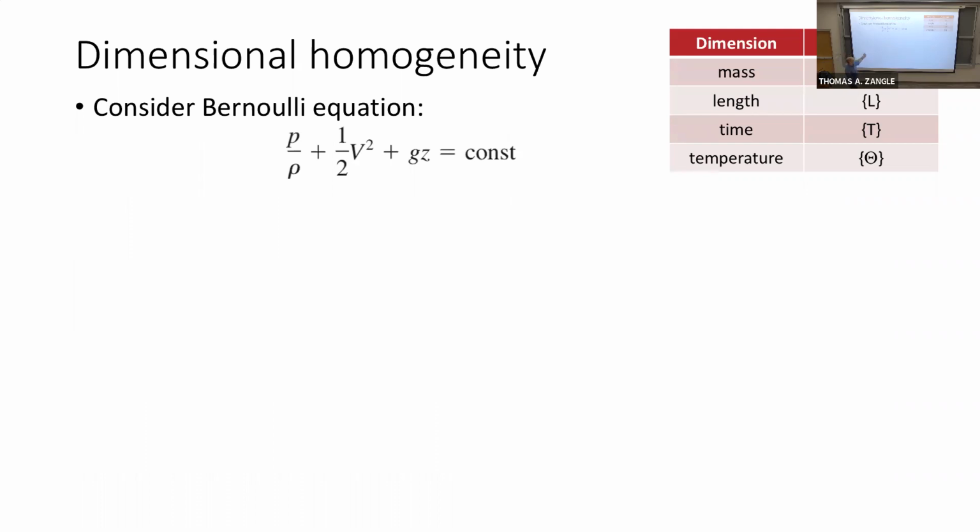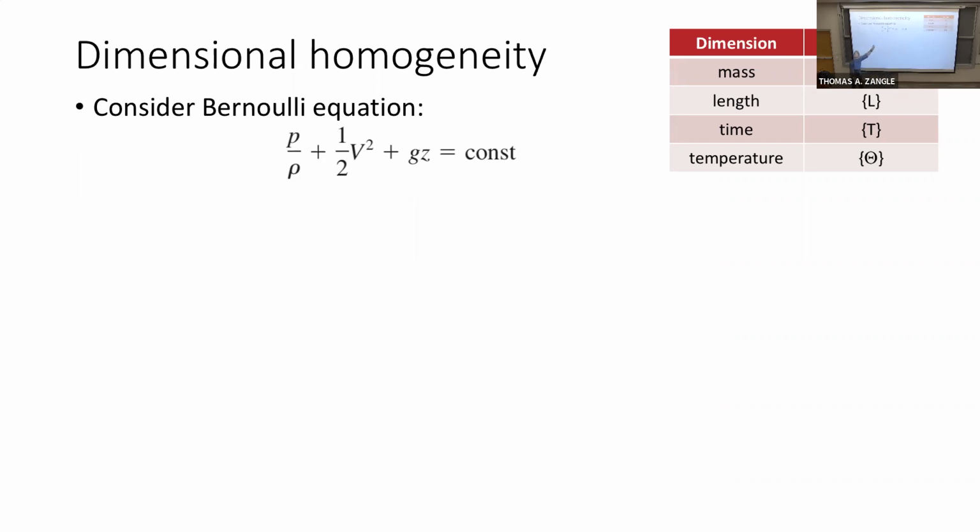So let's return to this idea of dimensional homogeneity. If we have a Bernoulli equation in this form, P over rho plus 1/2 V squared plus GZ is equal to some constant. We know that this expression more or less comes from energy. This is basically a statement of energy balance within the fluid. Assuming no heat, no work, no friction, we're saying that the energy within the fluid is equal to some constant.